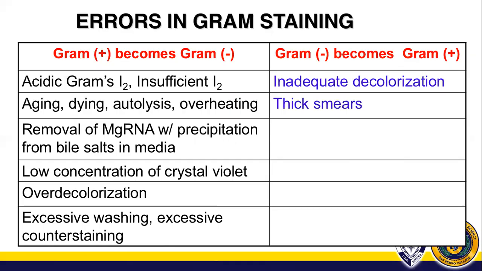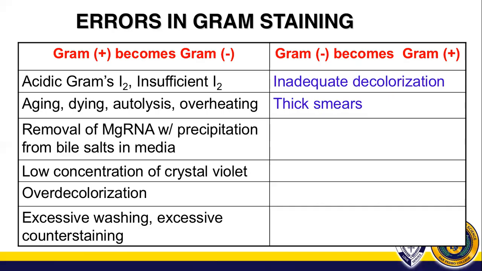Also, if there's insufficient iodine exposure, it would also lead to removal of the crystal violet. The amount of the mordant available is important for the formation of the crystal violet iodine complex. So the concentration of the gram's iodine has to be just right, so that it won't get easily decolorized, because the lower the concentration, the easier for the crystal violet to be removed from the cell walls.